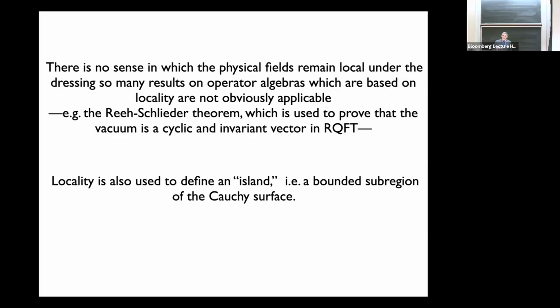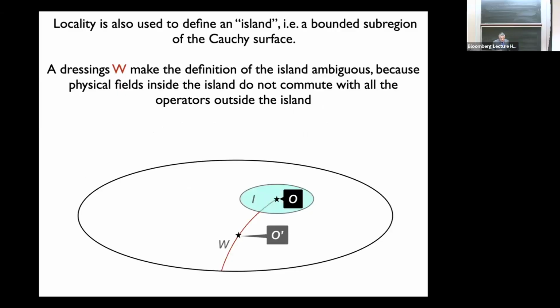There is also another way in which we would like to have some notion of locality. For instance, when we define an island on our Cauchy surface. So for me, an island here is just a bounded subregion of the Cauchy surface. If we take an operator inside the island over here, and we dress it, for instance, with a Wilson line, the Wilson line has to go all the way to infinity. And now, since there is this very long tail, you do have some local operators that no longer commute with the dressed operator O, because when you move O prime around and you commute, you may intercept this tail. So then it is not clear how to define what fields are in and what are out, at least in the standard sense in which two independent operators should commute if they are defined on mutually space-like domains.